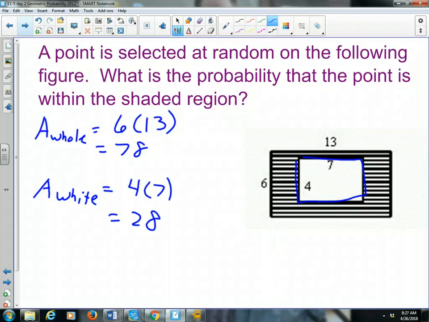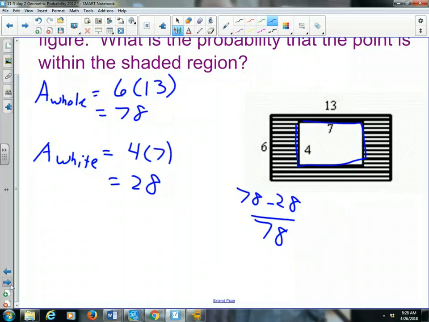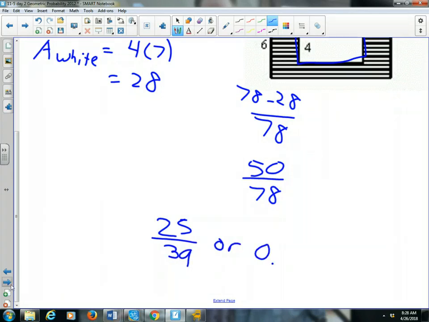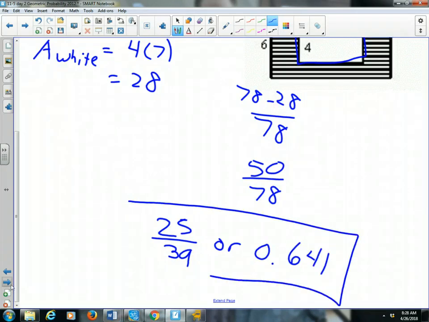So what is the favorable region over the total region? The total region is 78, the total area. The favorable is 78 minus the white, minus the 28. So 78 minus 28 is 50 over 78. We reduce this fraction, and 50/78 reduces to 25/39. Or as a decimal, 0.641. Again, you should always keep in mind that your probability had better be between 0 and 1.